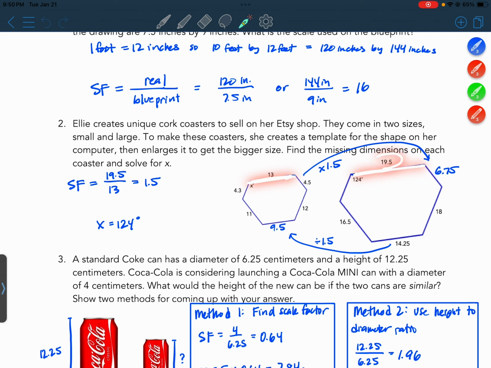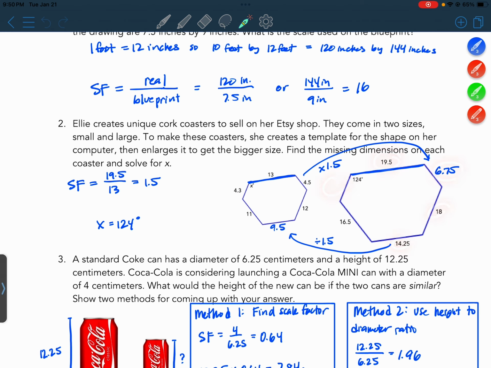I'm thinking of this as my new shape, and this is my original shape. So I did one measurement divided by the other, and I got 1.5. That's a nice clean number. That's telling me that all the lengths here are 1.5 times bigger than in the small hexagon. So I can take any of these numbers here, multiply by 1.5 to get the numbers over here.